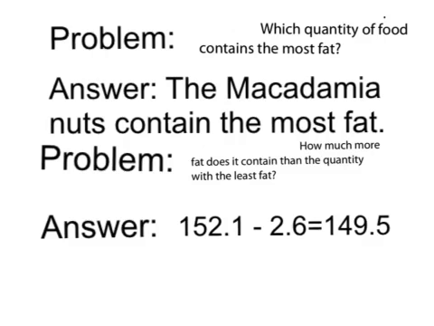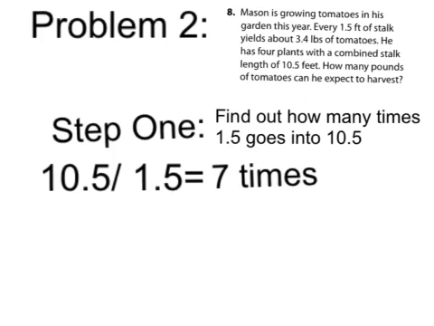The popcorn has the least grams of fat because it had 2.6, and the 2 slices of pizza has 110.50 grams of fat. So the next step is, how much more fat does it contain than the quantity with the least fat? Well, we know that the popcorn has the least grams of fat because it has 2.6. So the answer is 149.5.